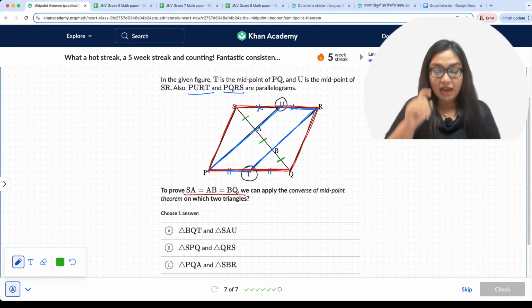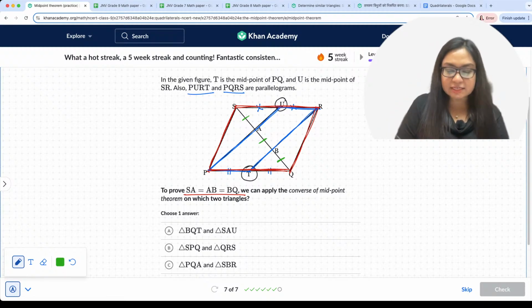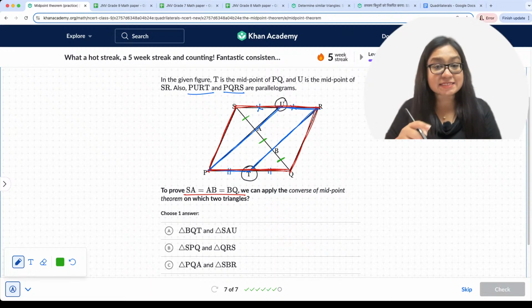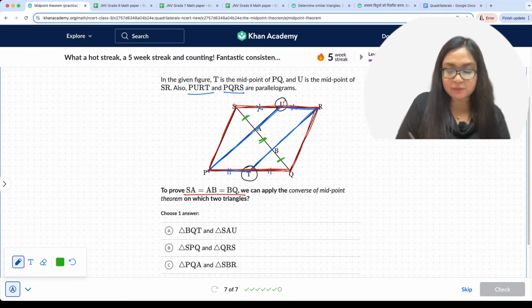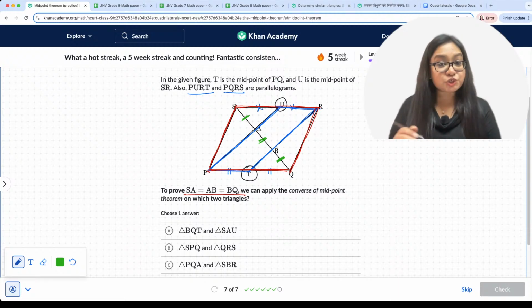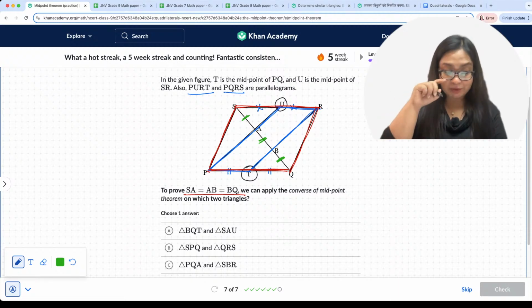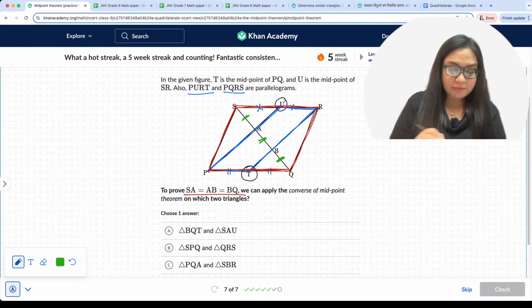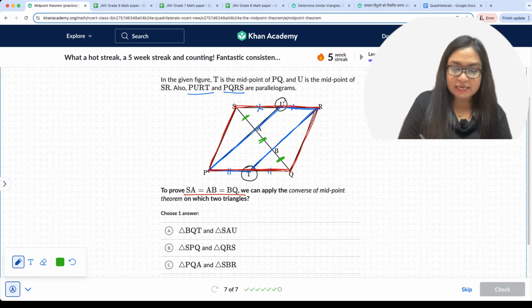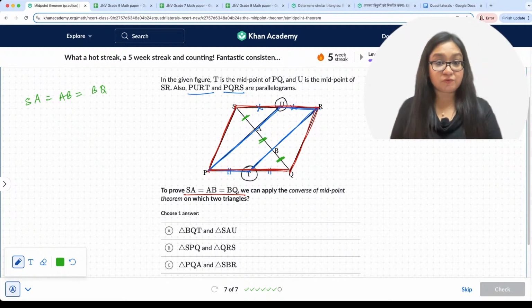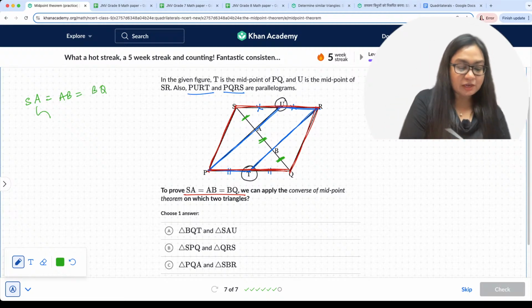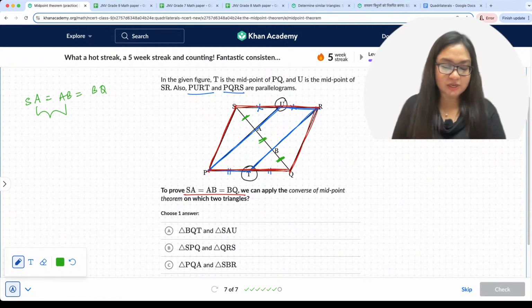Do you see that we have to prove that the line SQ is being trisected by PU and TR, right? So हमें ये तीनों साइड्स जो है बराबर प्रूव करने हैं. तो which two triangles should we take for converse of midpoint theorem? अब देखिए, if I concentrate on these two, the first two, right? We have to prove SA equal to AB equal to BQ, ये तीनों को बराबर प्रूव करना है. तो अगर मैं इन दोनों पे कॉन्सेंट्रेट करूं खाली, let me concentrate only on these two.